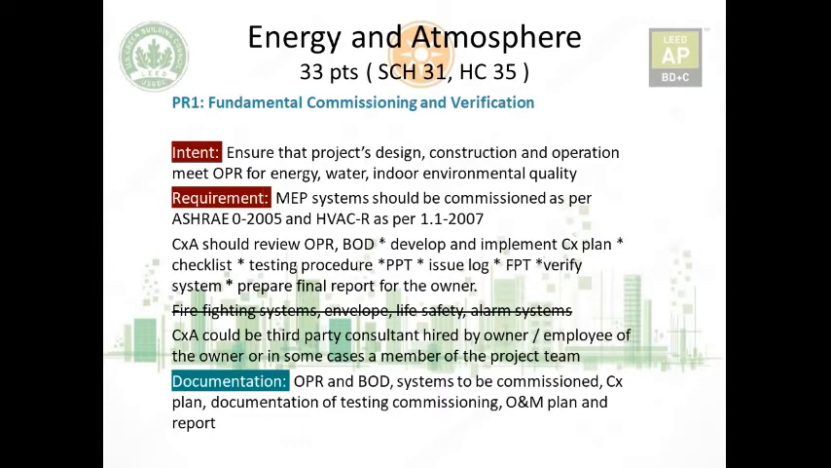Now, the people who are in the construction industry, I'm sure they know that there are certain procedures or steps for commissioning. So the commissioning agent should review the OPR and BOD. You review what the owner's requirements were and what the design was made based on these requirements, the basis of design. We discussed this in the integrative process credit. Then they develop and implement a commissioning plan. Now, this would be our plan, and this is how we are going to implement it.